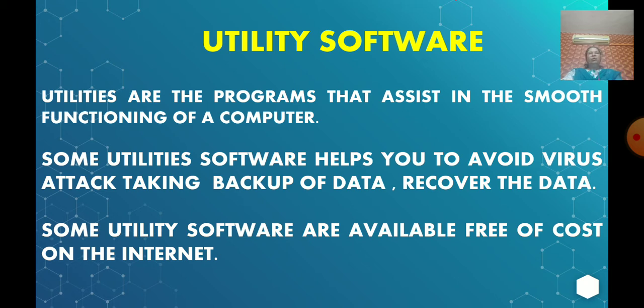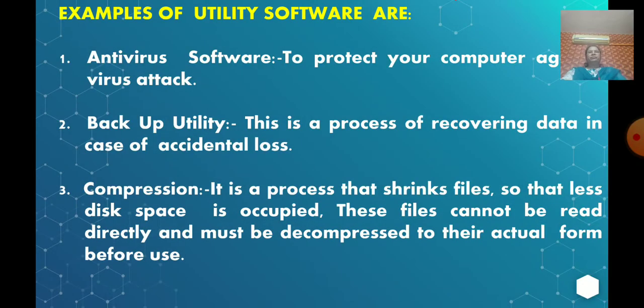So what are the utility softwares? Utility softwares, you can say backup and antivirus. Some utility software, for example antivirus software. So what is the use of antivirus? To protect your computer against virus attack, we are installing the antivirus software. That means the antivirus is software, but that is utility software.